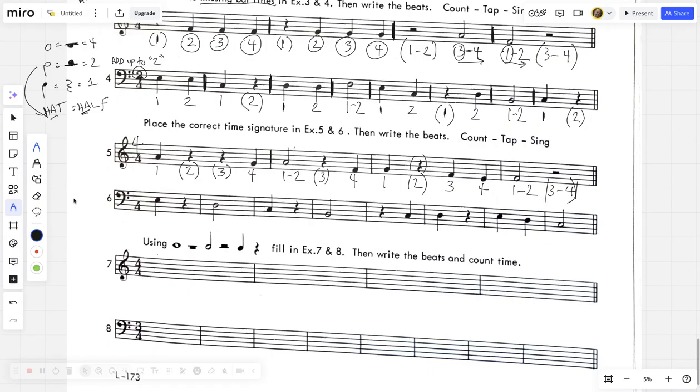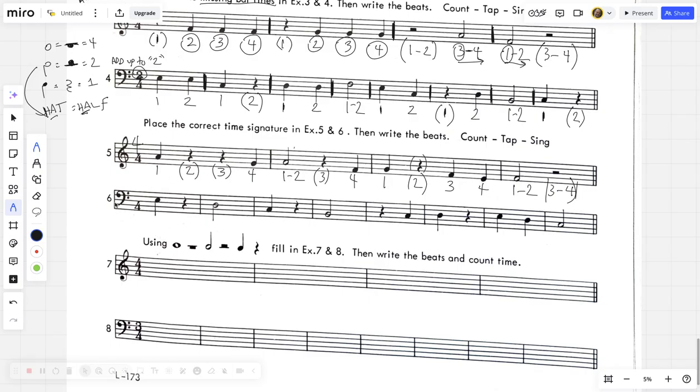Let's do it. Number 5. Ready, set, here we go. 1, 2, 3, 4. 1, 2, 3, 4. 1, 2, 3, 4. 1, 2, 3, 4. Here comes number 6.